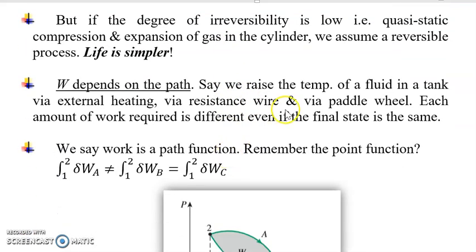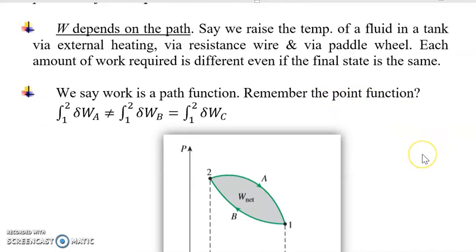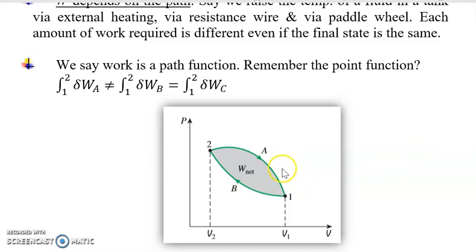Work depends on the path. Say we raise the temperature of a fluid in a tank via external heating, resistance wire, and paddle wheel. Each amount of work required is different even if the final state is the same. As shown here, we're going from the system state 1 to the final state 2; a different path would have given the same change in the properties of the system. In this case, we use the volume or the pressure.